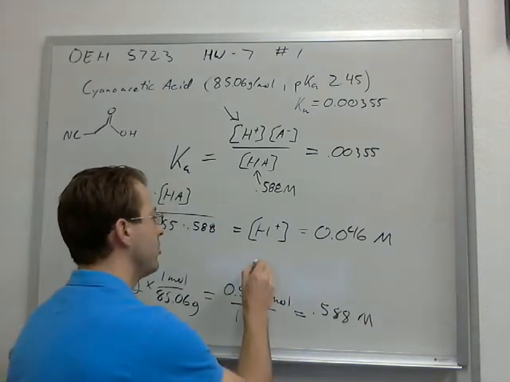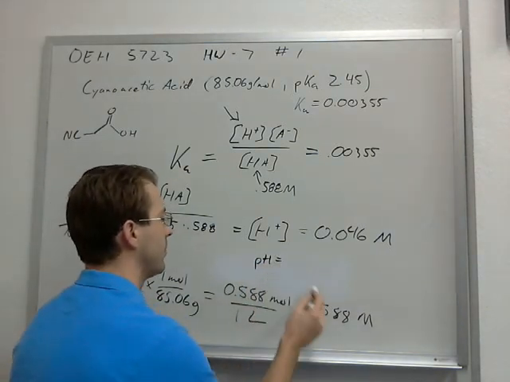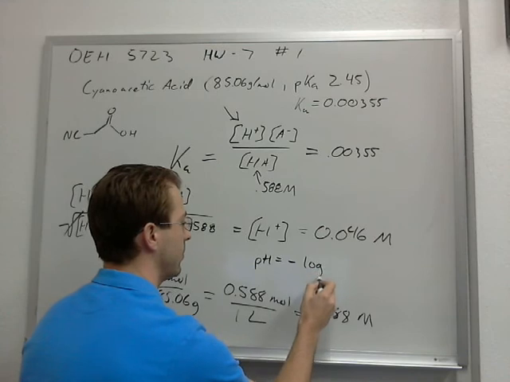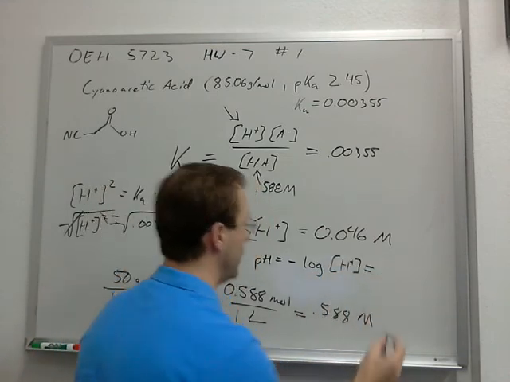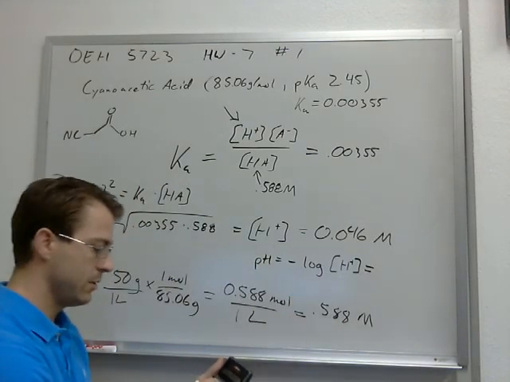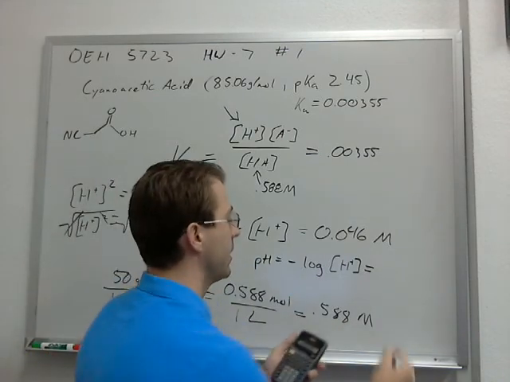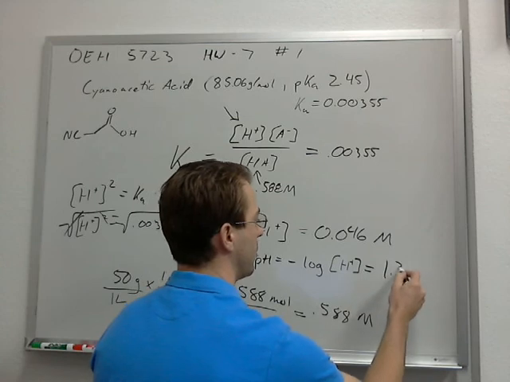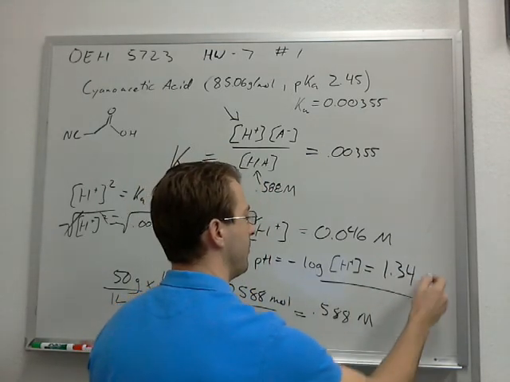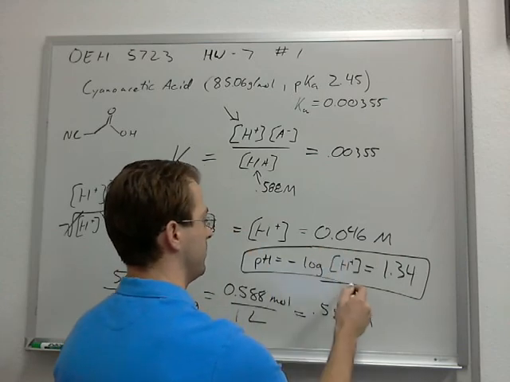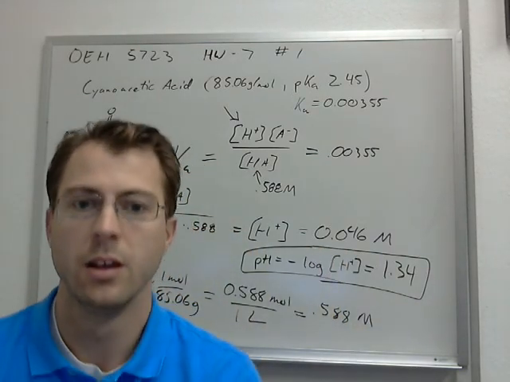And so our pH is just the negative log of that, so we just take the log and then make it negative, and it should be 1.35, 1.34. Okay, so there you have it.